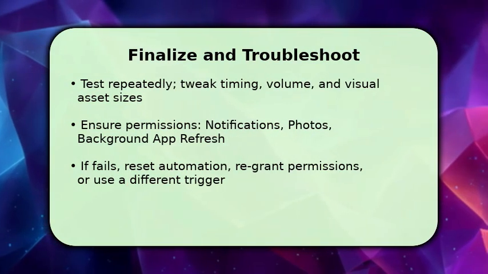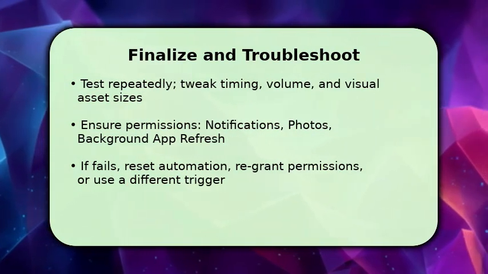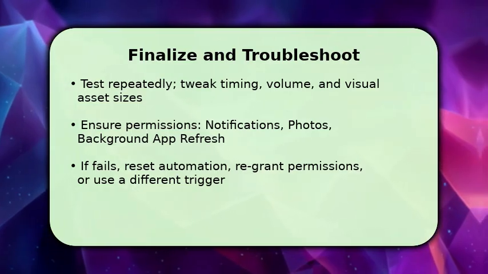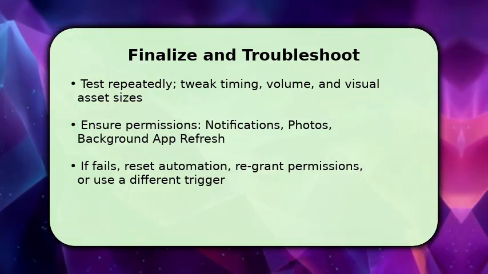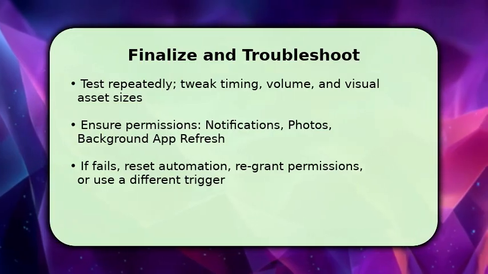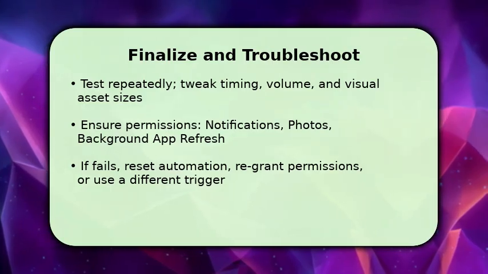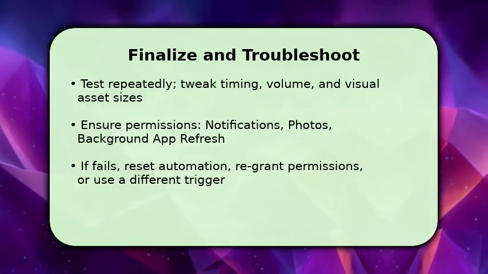Finish by testing the automation on the lock screen several times and refine asset sizes and timing until the animation looks smooth. Once satisfied, lock the phone and trigger Face ID to confirm the sequence runs without prompts. This ensures Ask Before Running is off and permissions persist.